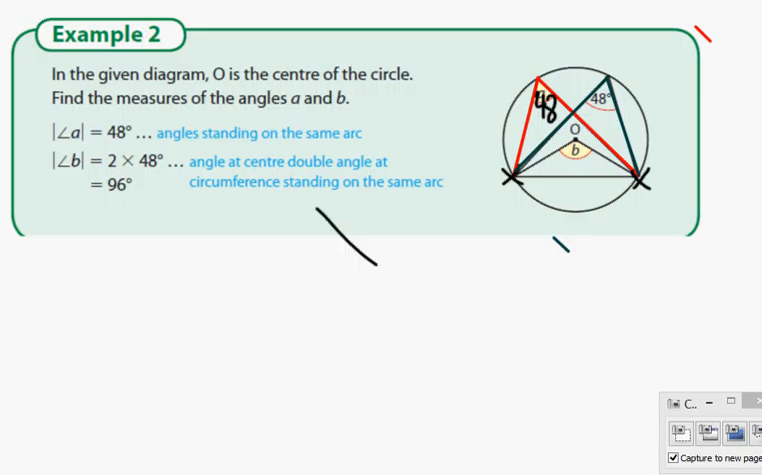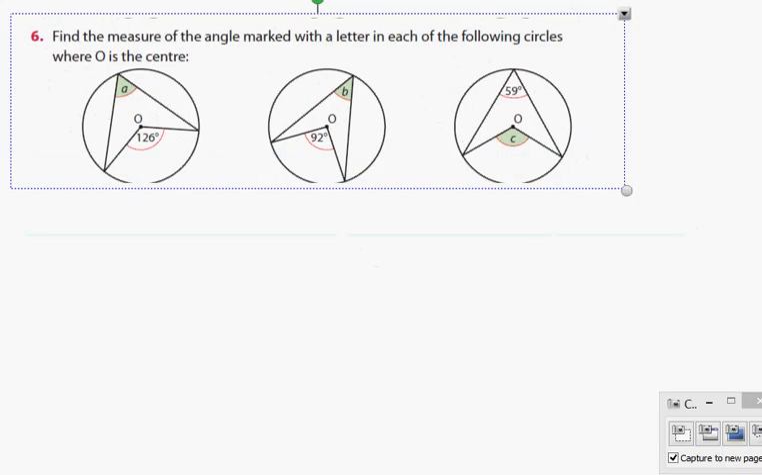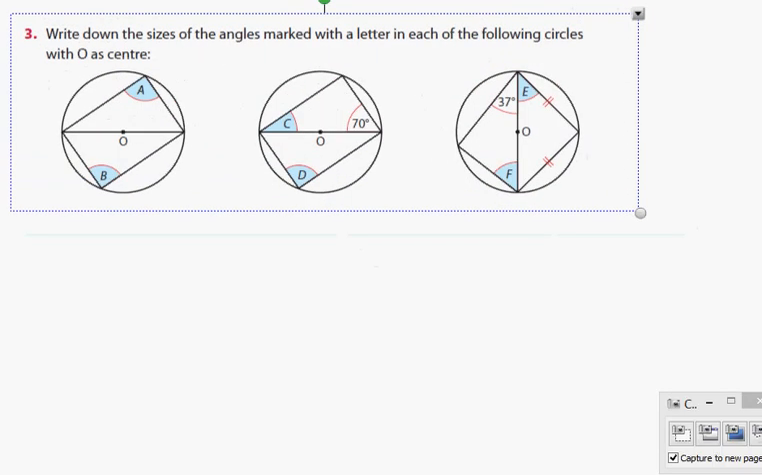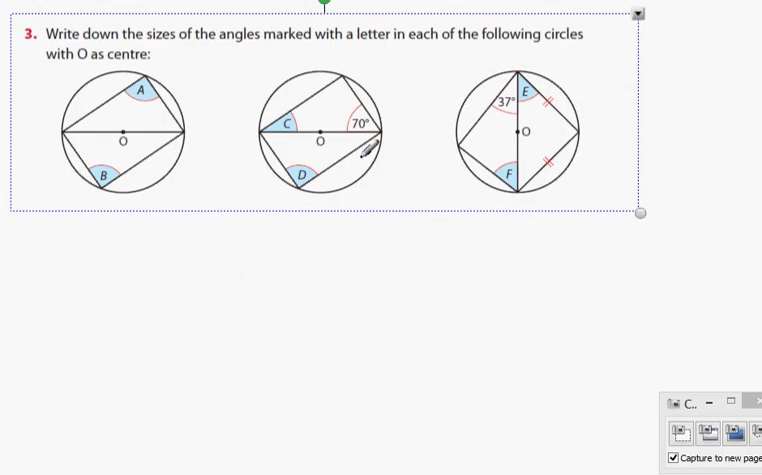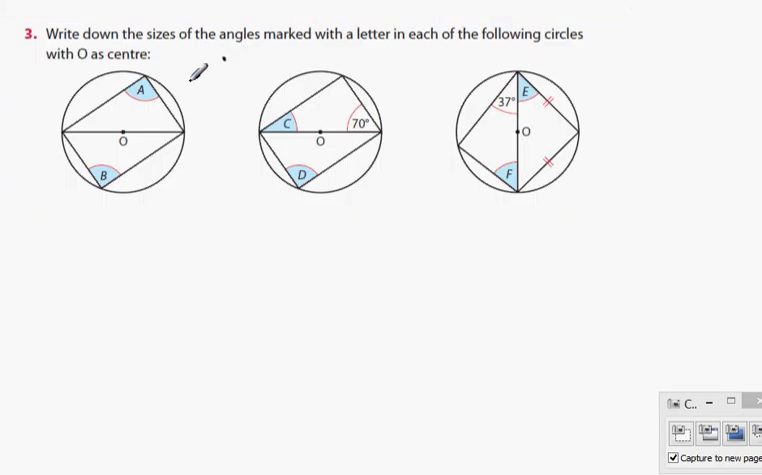Okay? Now let's do one or two of these really quickly, okay? Now, this one here. Write down the size of the angles, okay? What's angle A, can anybody tell me? 90 degrees. The term is, it links into the diameter, doesn't it?